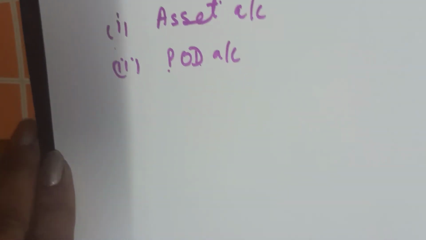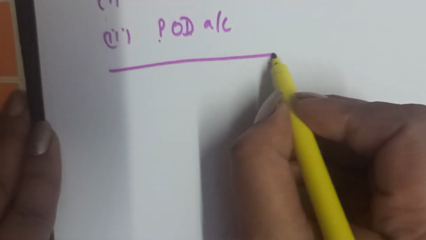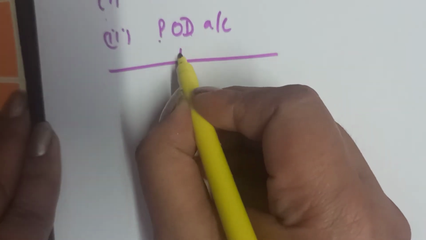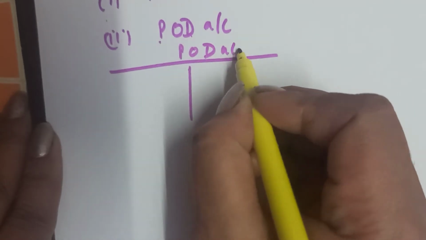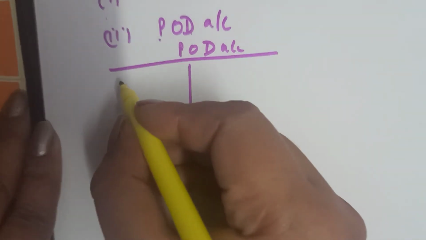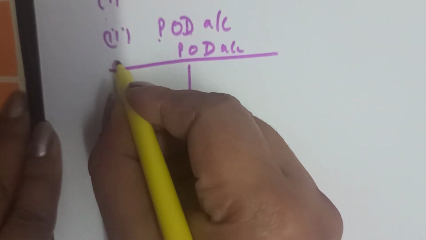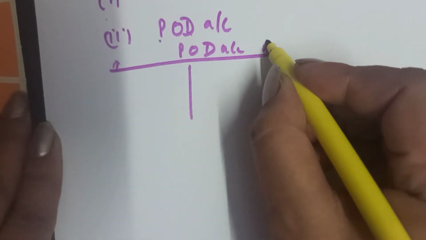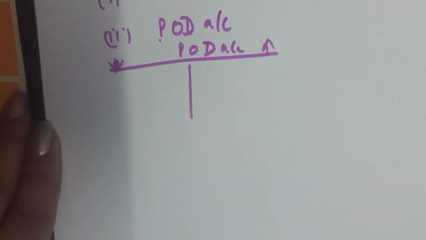So this, children, is an account. The provision for depreciation account is a liability account. Liability account in the sense that whatever increases the account will come this side, and whatever decreases the account will come this side.